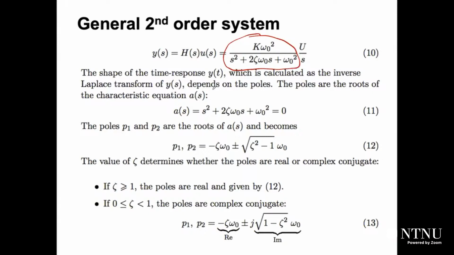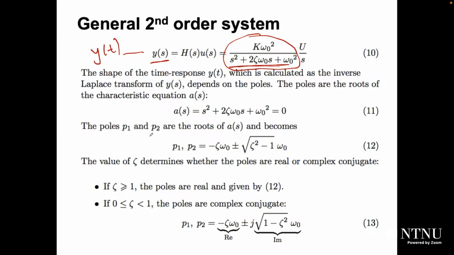The shape of the time response y of t, which is calculated as the inverse Laplace transform of y of s, because we need to get y of t from this one, depends on the location of your poles. Poles are the roots of the characteristic equation, which is s squared plus 2 zeta omega naught s plus omega naught squared equals 0. You need to factorize this or use the formula and try to find the location of your poles P1 and P2.